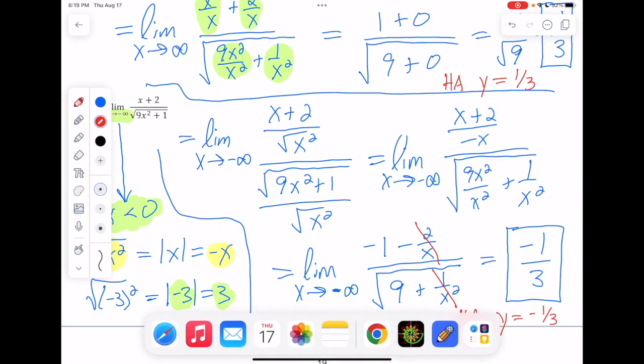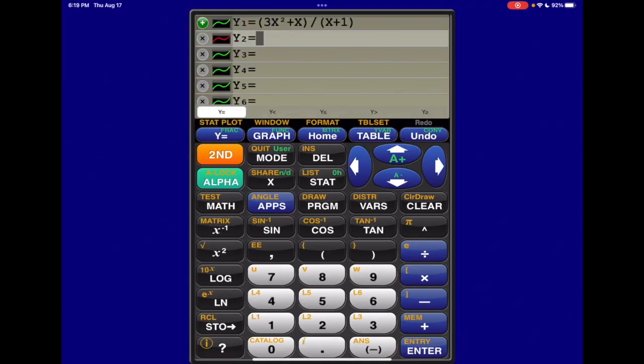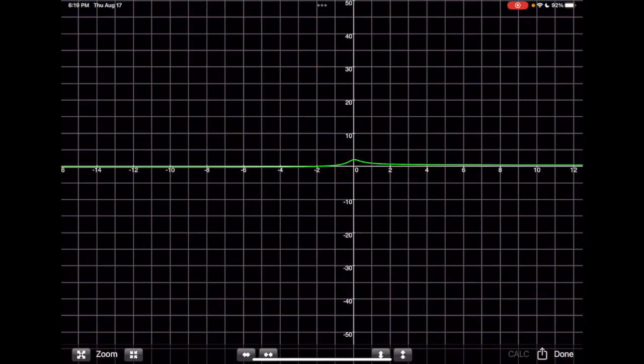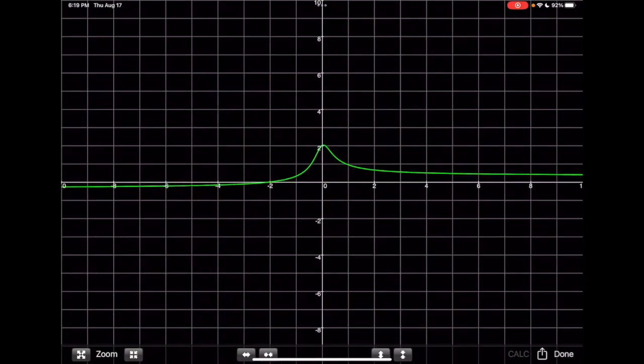Let's go see. So we'll go to the graphing calculator. We will put in our function. So clear out this old stuff. So our numerator is x plus 2. In the denominator, we have the square root of 9x squared plus 1. Let's graph it. We got this kind of crazy picture going on here. Let's do zoom standard to get into our negative 10 to 10, negative 10 to 10.